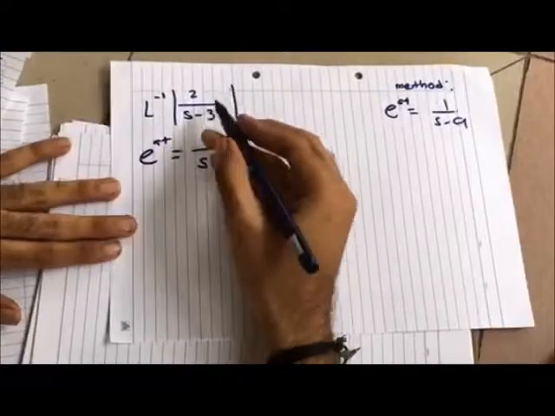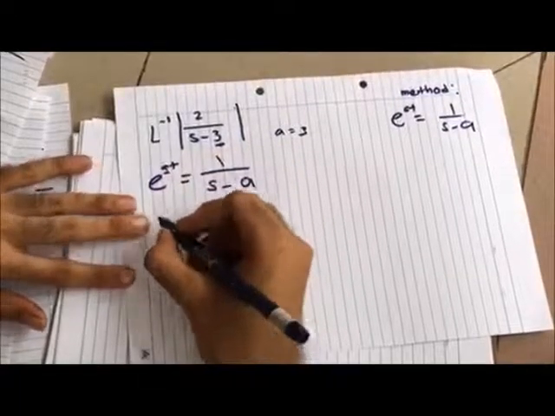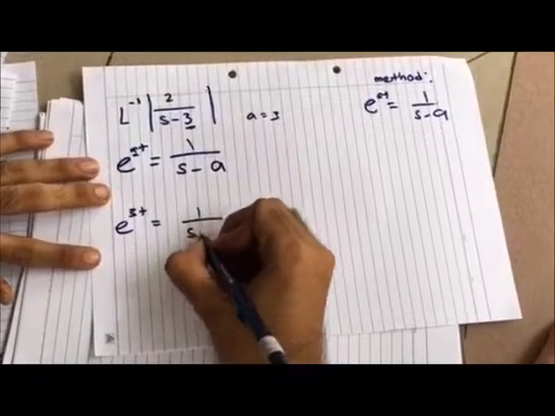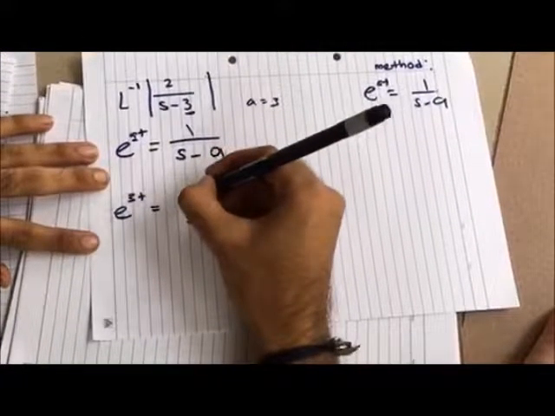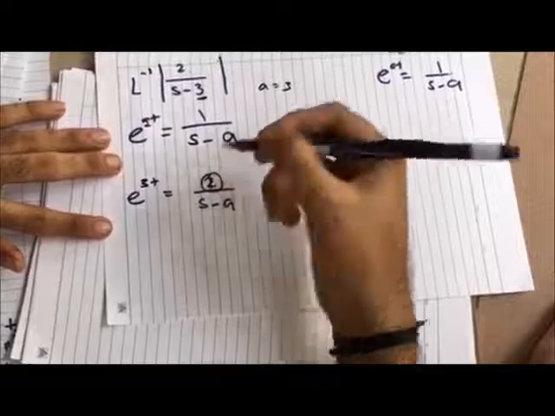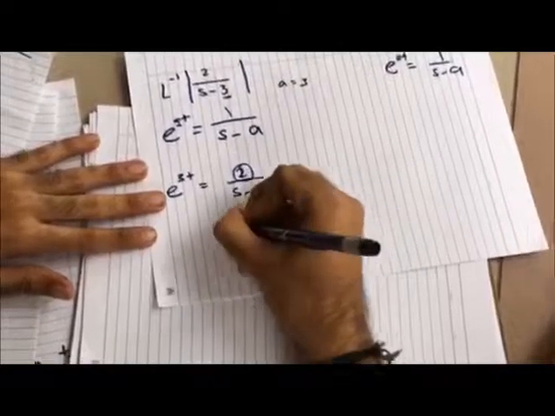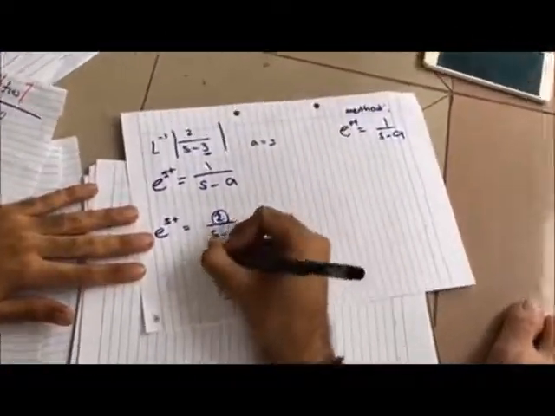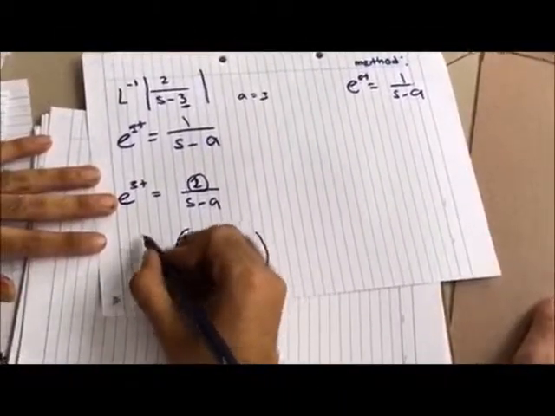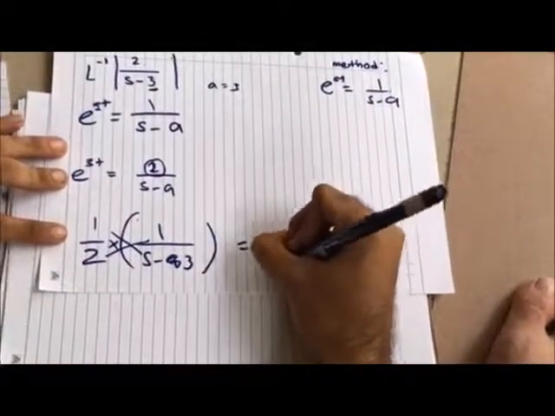Since, as you can see, we have s minus 3, 3 will be the a, so a equals 3. So we can immediately change it to e to the 3t equals 1 over s minus 3. Now the question is, how do we change this to 2? We cannot just magically change it to 2, so this is how we do it. Before it was 2, it was s minus 3. So how are we going to change this to 2? It's so simple, we just have to multiply by 2. As you know, if we cross multiply, we'll get 2 over s minus 3.